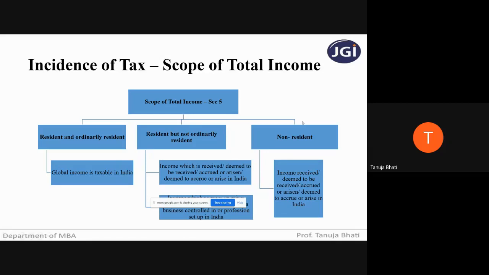Is this clear? Now, how to determine whether you are resident, non-resident, or not ordinarily resident, we will be seeing in the succeeding slides. I will help you all to determine. There are certain parameters based on which you can identify whether any individual is a non-resident or resident. And under resident, there are two more: resident and ordinarily resident, and resident but not ordinarily resident. Is this clear?